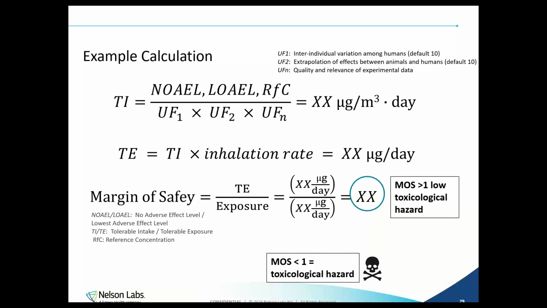Once we have this tolerable exposure, the margin of safety is a fairly easy calculation. We are just looking at the ratio of the tolerable exposure to the chemical constituent seen. Any margin of safety less than 1 is considered a toxicological hazard.